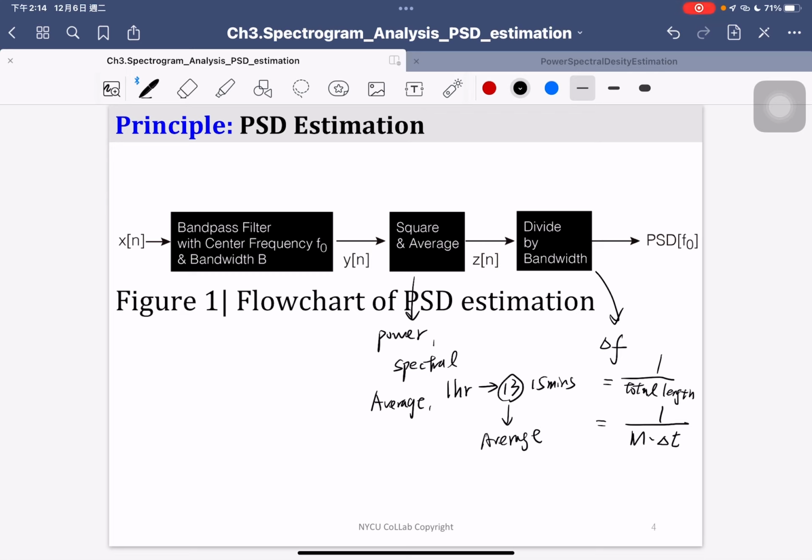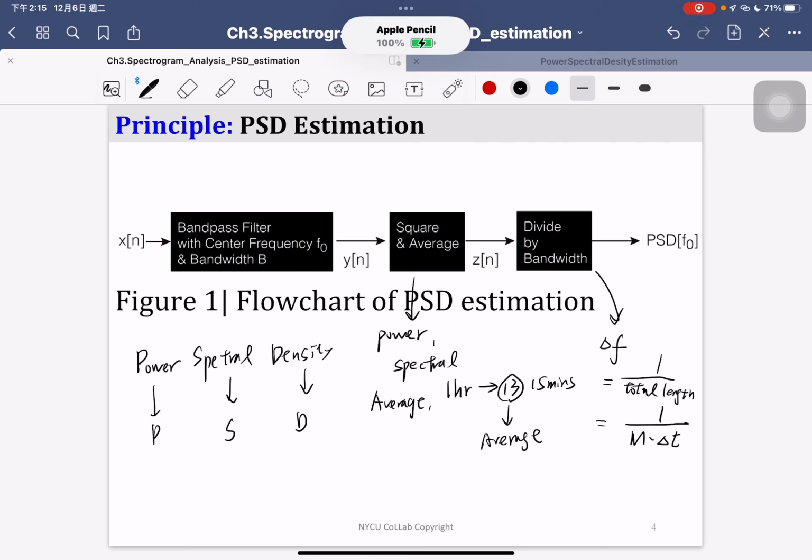So again, we know the power is the P, the spectrum is the S, and the density is the D. So today's analysis we call the PSD analysis. That's why we have the power spectrum density.